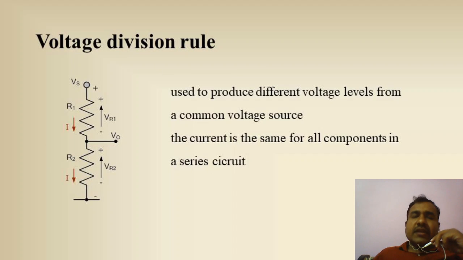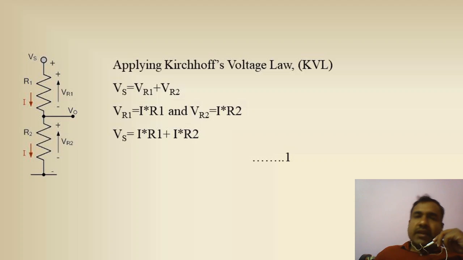So next is voltage division rule. These voltage divider circuits are used to produce different voltages from a common source. Now here in this circuit, I have a voltage source Vs and two resistances R1 and R2 which have been connected in series. When I say series, one thing you should remember is that in the series path current is constant or same. Now, can you apply KVL to this path? Yes.